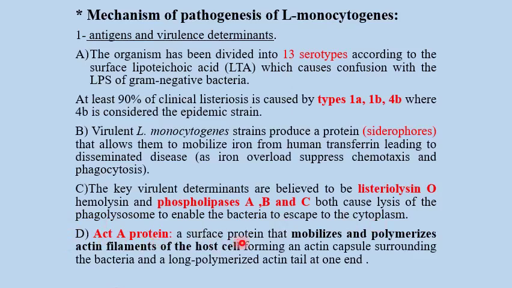This is a surface protein that mobilizes and polymerizes the actin filaments of the host cell, converting them to an actin capsule surrounding the bacteria. It surrounds itself with this actin capsule and also forms a long polymerized actin tail, which appears at one end of the bacteria, and it helps the bacteria propel itself, moving easily in the cytosol of the macrophage.